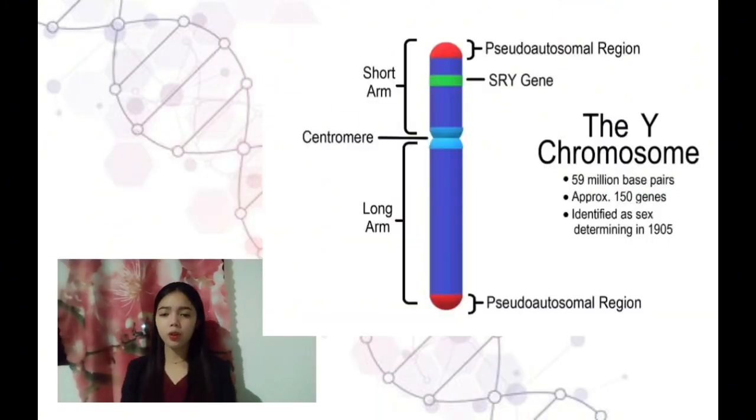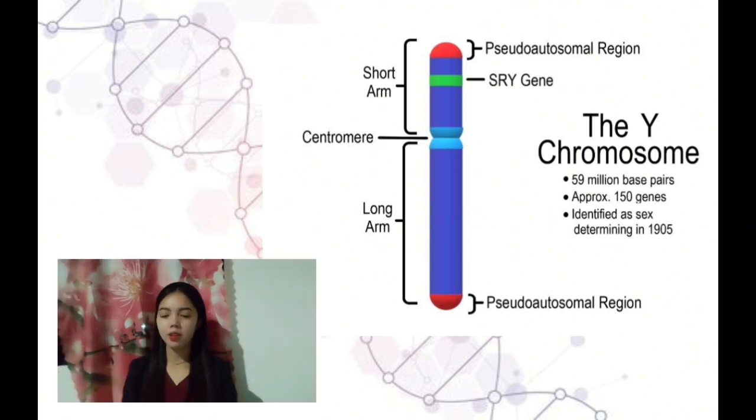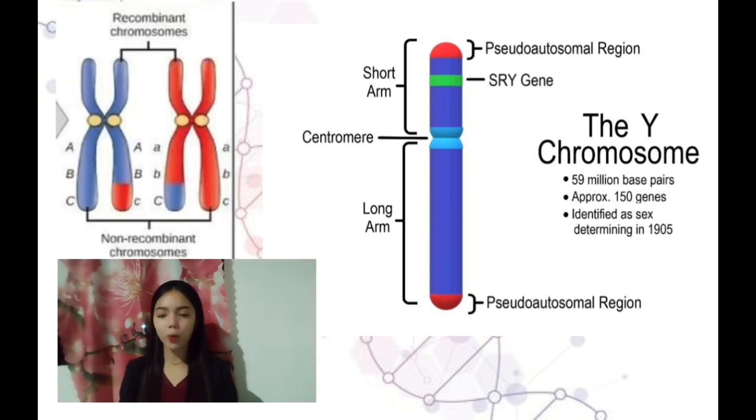Sex is determined by the SRY gene, which is the sex-determining region of the Y chromosome. This is the structure of the Y chromosome in humans. The Y chromosome has 59 million base pairs, approximately 150 genes, and was identified as sex-determining in 1905. The upper and lower parts are called the pseudo-autosomal region, or the PAR. These regions allow for pairing and recombination between X and Y chromosomes during meiosis, or the process of cell division that produces sperm and egg.